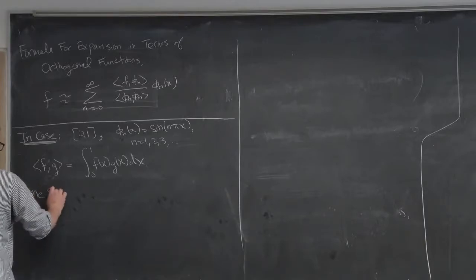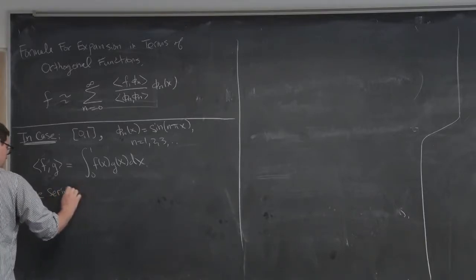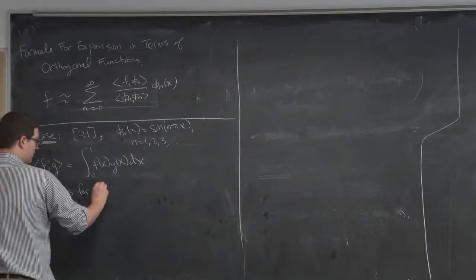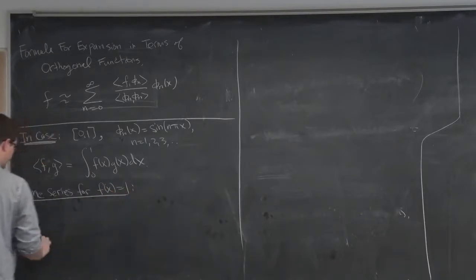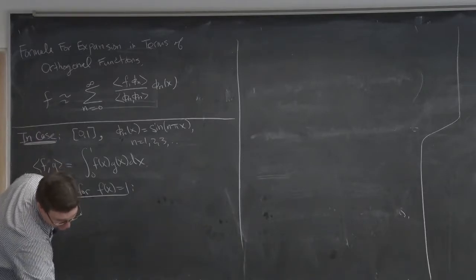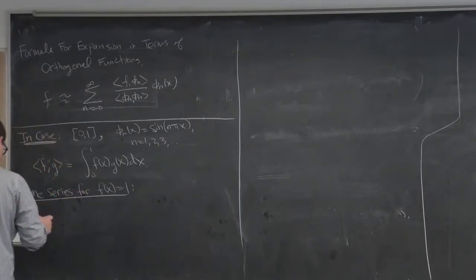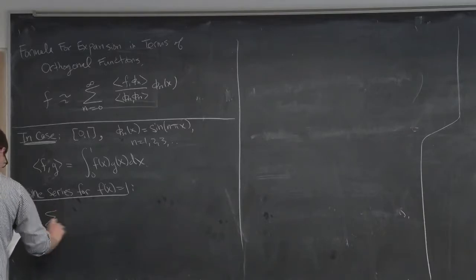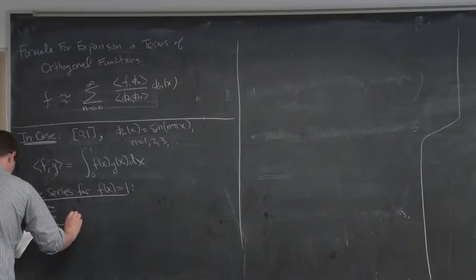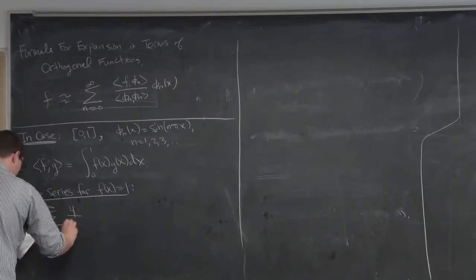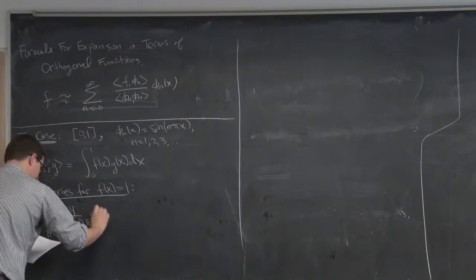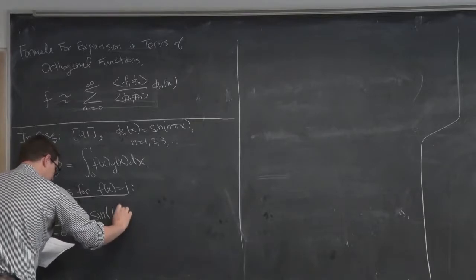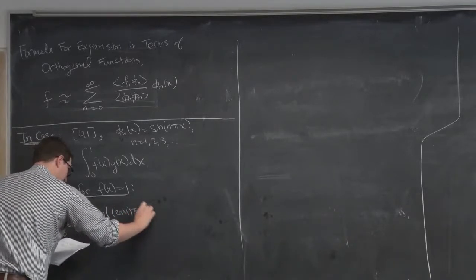Sine series for f of x is equal to 1. All right? And this was the following thing, and I'm going to write it down now. So it's the sum from n is equal to 0 up to infinity of 4 over (2n plus 1) pi sine of (2n plus 1) pi x.